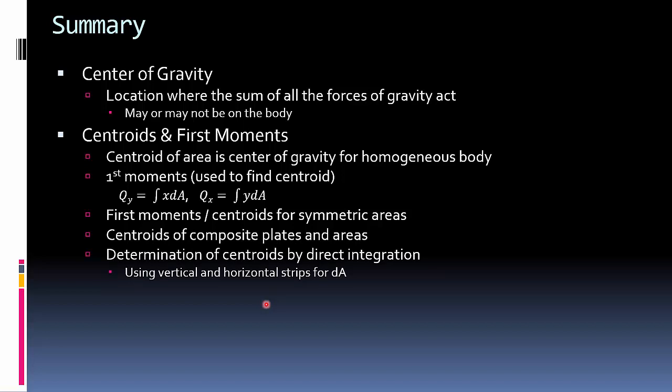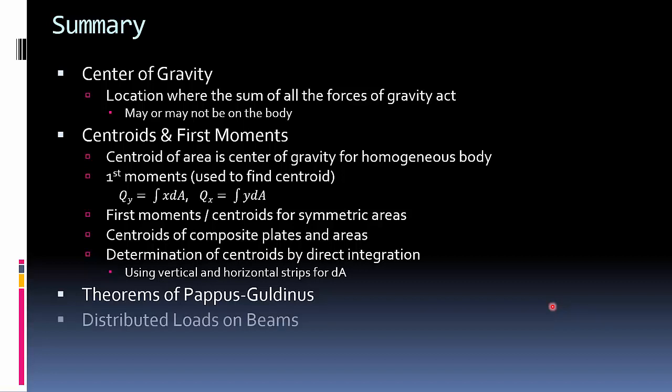And remember, the way we're going to do that is we're going to use these vertical and horizontal strips. Usually we're going to use vertical strips just because the math is usually easier, but you can do it any way you want. We talked about the theorems of Pappus-Guldinus, which give us a way to calculate the surface area when you rotate a line or a curve, right? And the volume when you rotate an area.